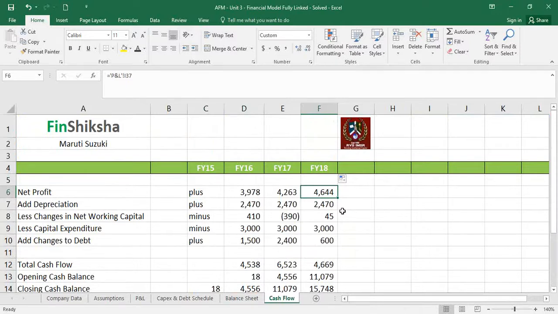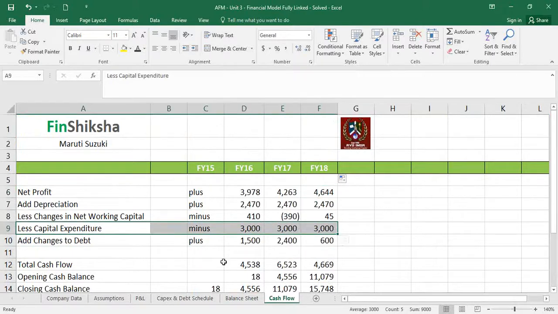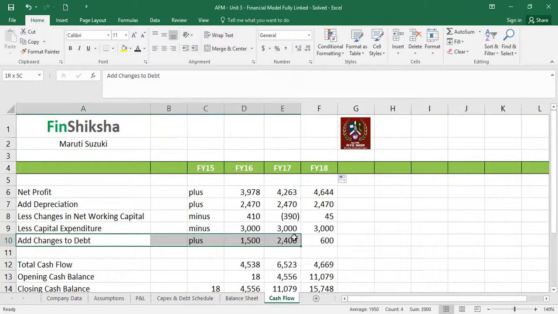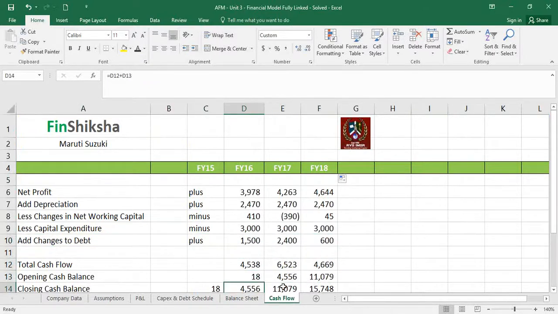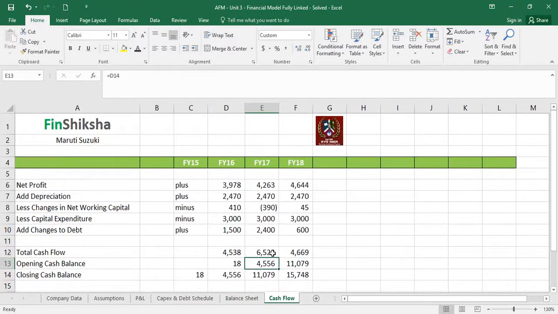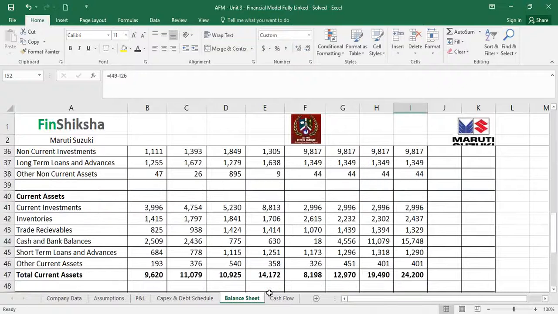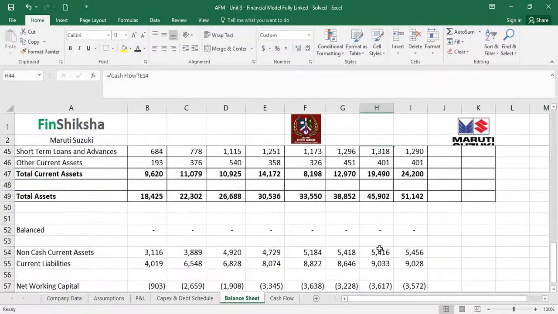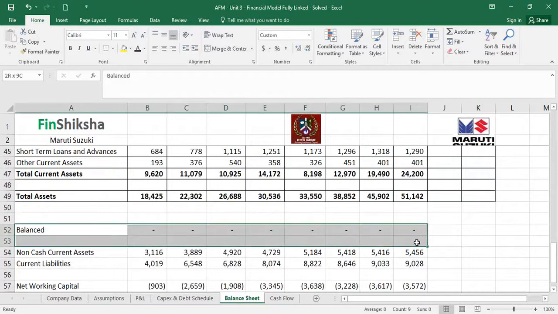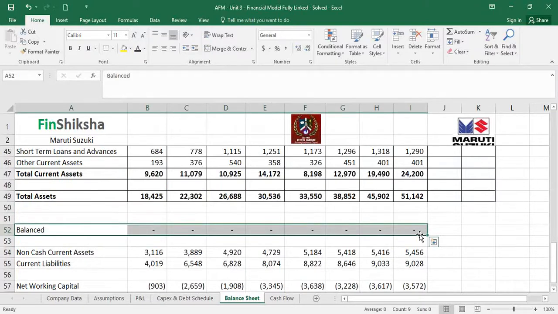we have now incorporated how much capex is happening every year, what are the changes to debt each year, what are the cash flows for each year. Every year closing cash balance is the opening cash balance of the next year, and the sum of these two gives me the closing cash balance. This number goes and sits in the balance sheet in the form of the cash number, and because this number sits as the cash number, we find that the balance sheet starts getting balanced for subsequent years as well.